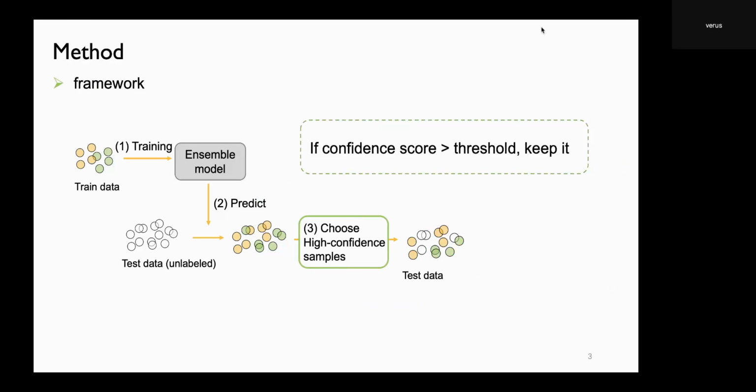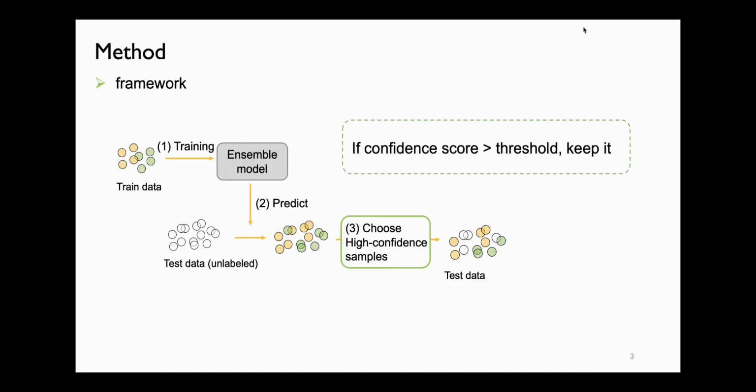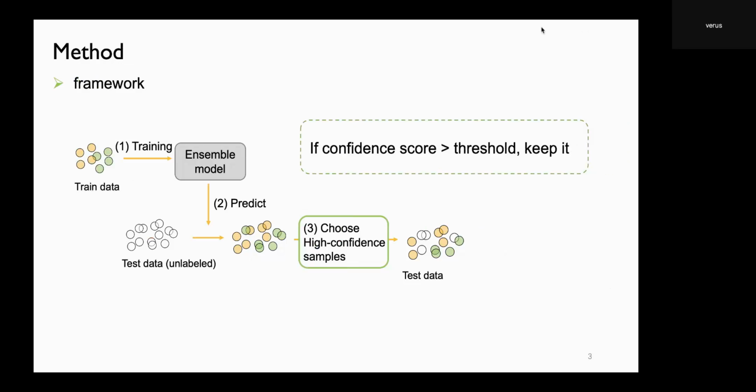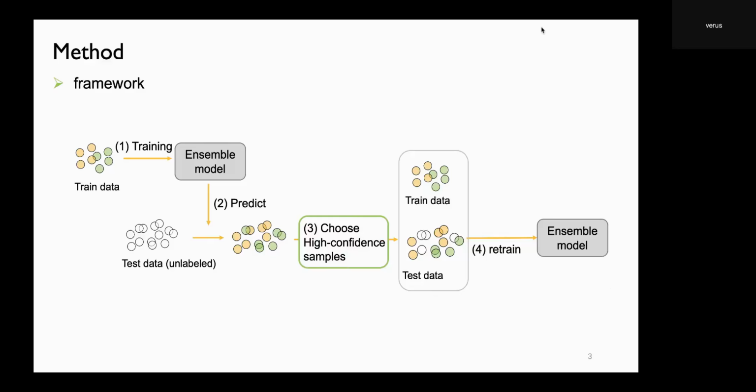Step 3. We base this on the assumption that samples with higher confidence scores are more likely to be correct, so we choose high confidence samples. We have a threshold T, and if the confidence score is larger than the threshold, we keep that sample. Step 4. We then retrain the 3 models with all the training data and randomly selected test data with pseudo-labels.